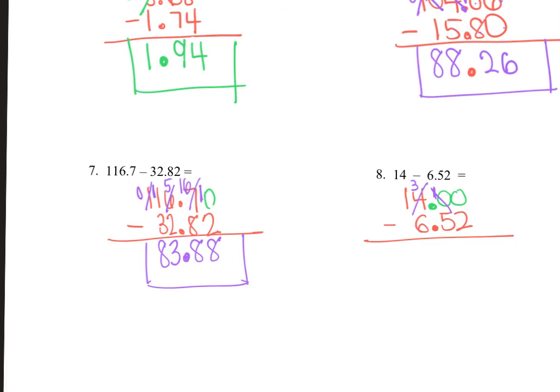So the 10 then becomes 9. And this becomes 10. So 10 minus 2 is 8. 9 minus 5 is 4. The decimal goes there. We borrow from the 0 and make this 13. And 13 minus 6 gives me 7. And I have 7 and 48 hundredths.